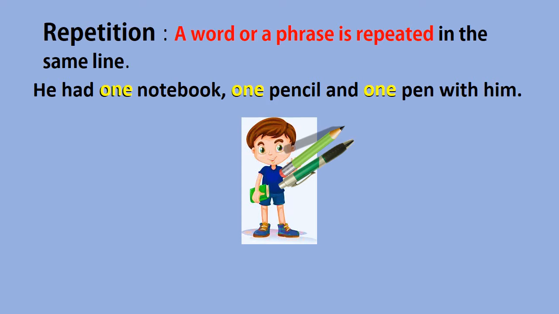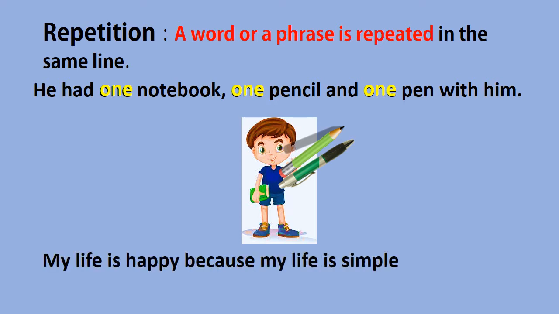The second example if we see, my life is happy because my life is simple. It's very easy and simple for you to pick out the words being repeated. They are my life. See, it's a phrase we can say. Life and my, both words are being repeated in the same sentence.